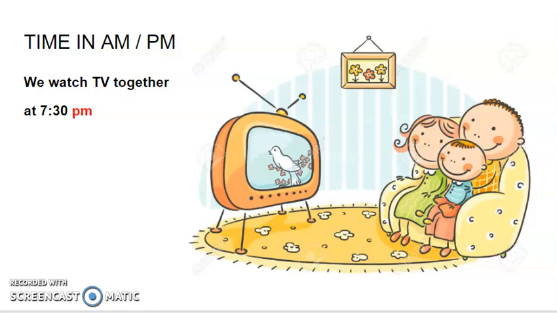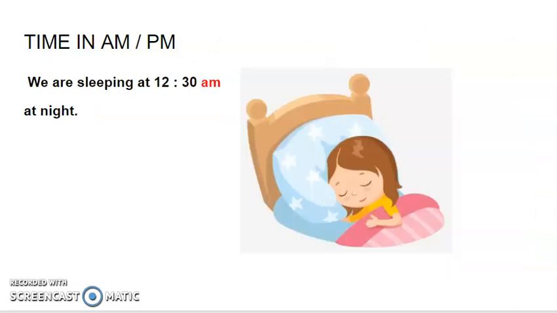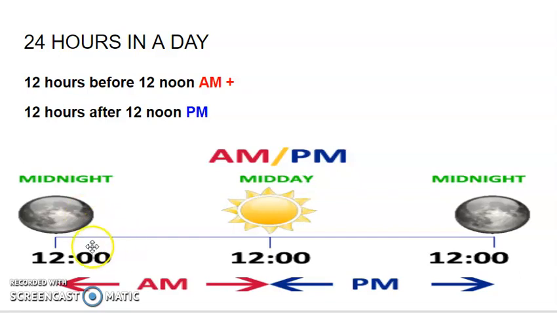But even 1 minute after 12 midnight, it will become a.m. time. So for example, we are sleeping at 12:30 a.m. in the night. We will not use here p.m. because the clock a.m. time has started after 12 in the mid of the night. Let us revise this concept. 12 midnight to 12 noon, we read it as a.m. time. 12 noon to 12 midnight, we read as p.m. time.